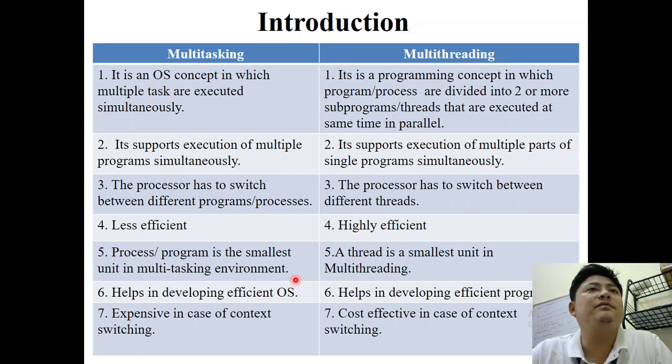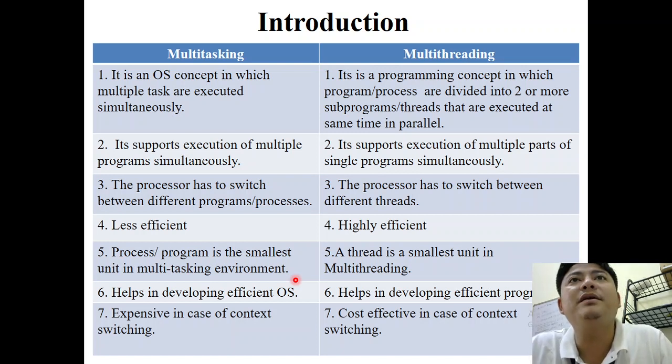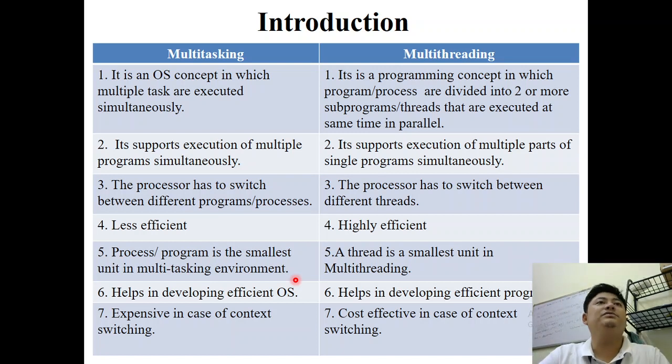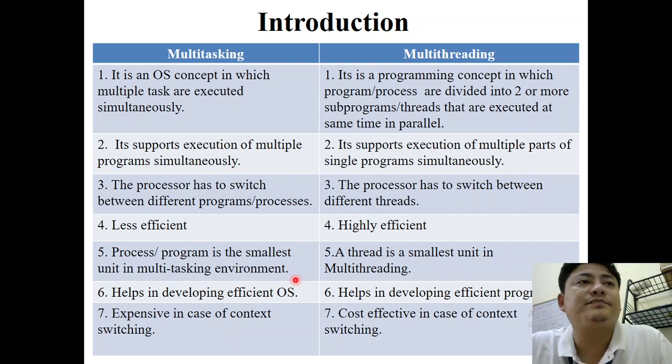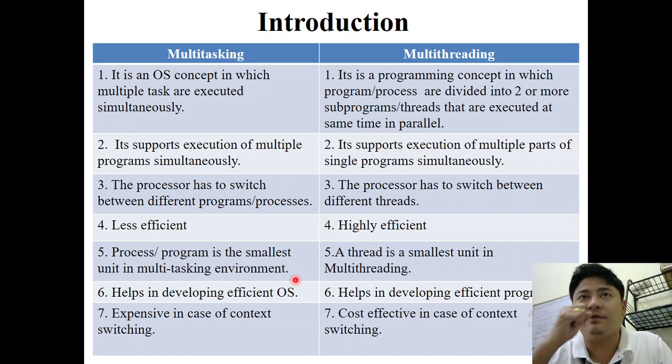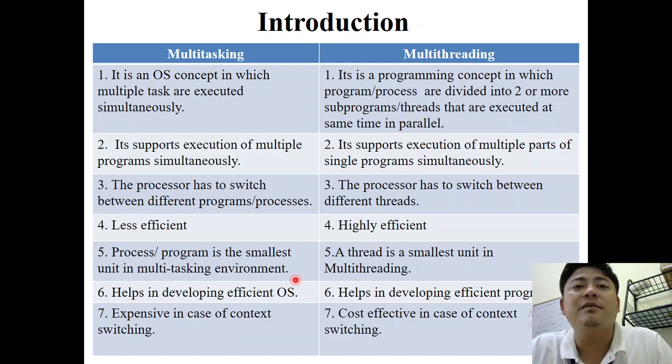I'll just read out one or two differences. Multitasking is an OS concept, an operating system concept, in which multiple tasks are executed simultaneously. Multithreading is a programming concept in which a process or program is divided into two or more subprograms or threads that are executed at the same time in parallel. So there is a difference between them. The main advantage of a multithreaded program is that it has multiple flows of control. There are a lot of other differences like high efficiency, low efficiency, helps in developing efficient OS, helps in developing efficient programs, etc. You can have a look at it.